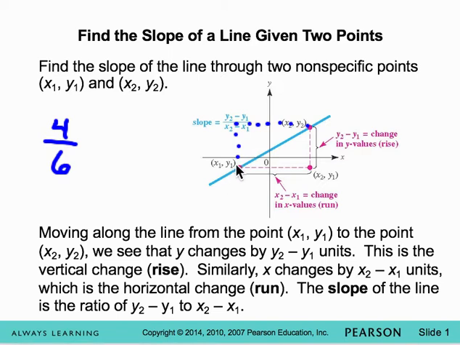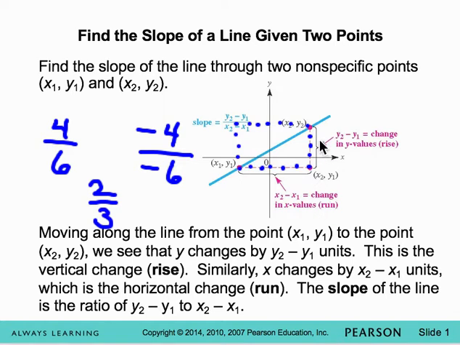Now it doesn't matter which point you start with, as long as I remember that I have to do the up and down first. So if I would have started over here, they went down 1, 2, 3, 4. So down 4 is represented by -4, and then backwards 1, 2, 3, 4, 5, 6. Backwards 6. Notice it's the same thing. Both of these simplify to 2/3.